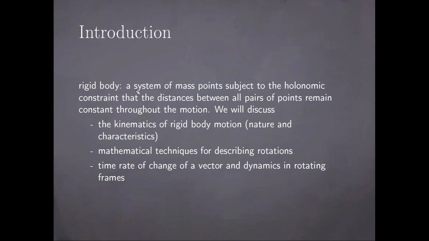Previously, a rigid body has been defined as a system of mass points subject to the holonomic constraint that the distances between all pairs of points remain constant throughout the motion. Our focus throughout this chapter will be on the general kinematics of rigid body motion. Namely, we will study the nature and characteristics of the motion. We are going to focus a lot on the mathematical techniques for describing rotations, and we will conclude with an analysis of the time rate of change of a vector, and we will look at the dynamics in rotating frames.